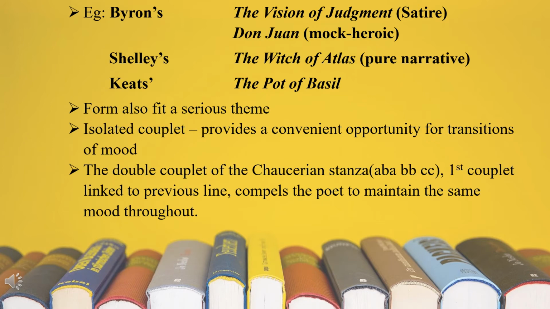And this form is also fit for a serious theme, and the isolated couplet provides a convenient opportunity for the transition of the mode. The double couplet of the Chaucerian stanza, there you have the rhyme scheme like A, B, B, C, C. The first couplet linked to the previous line compels the poet to maintain the same mode throughout in Chaucerian stanza.